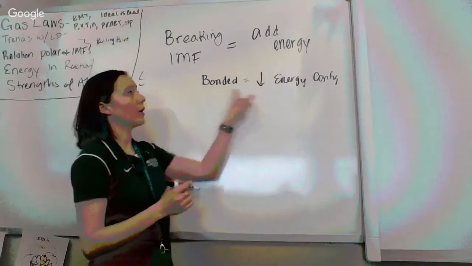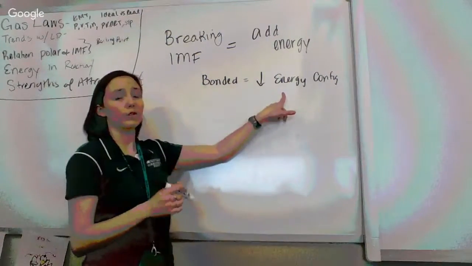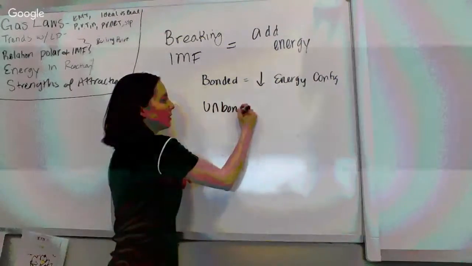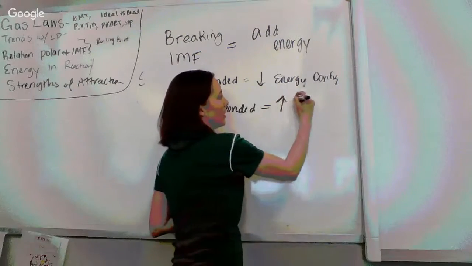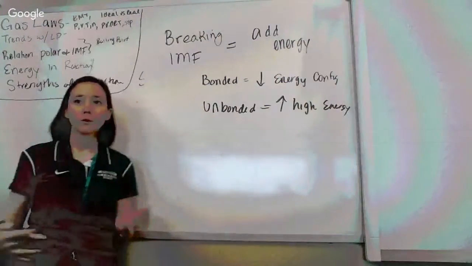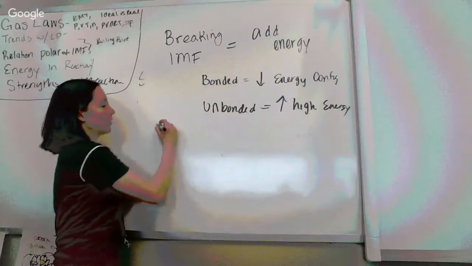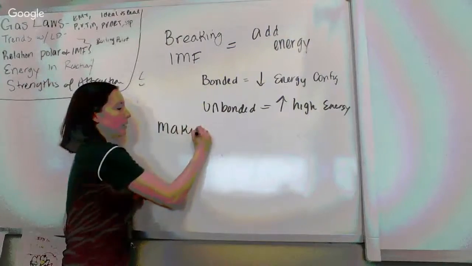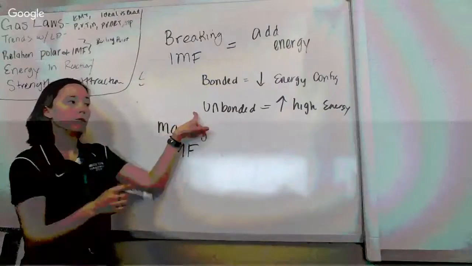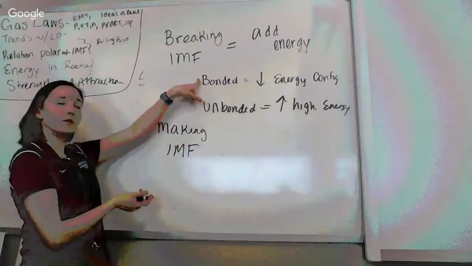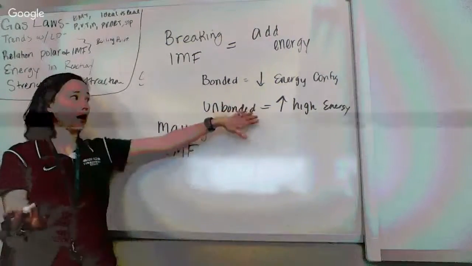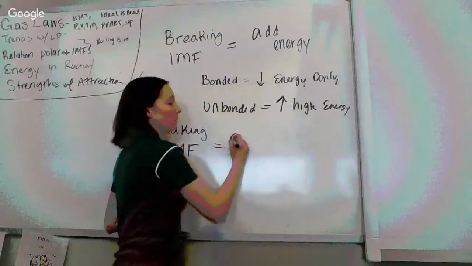So you can move it from the bonded phase at the low configuration to the high configuration. If something's unbonded, it's at a higher energy. Remember, these are all typical, general rules of thumb. So that means if you're going to be making an intermolecular force, you're going to be moving it from an unbonded phase that's high energy to a bonded phase that's low energy. It doesn't need the extra energy that it was using to be in that higher state. So you're going to see a release of energy.